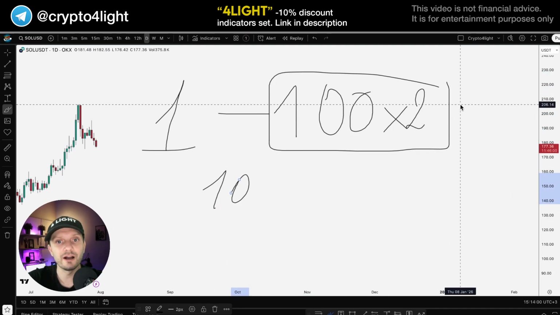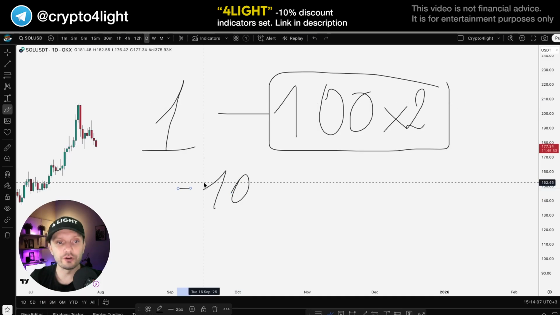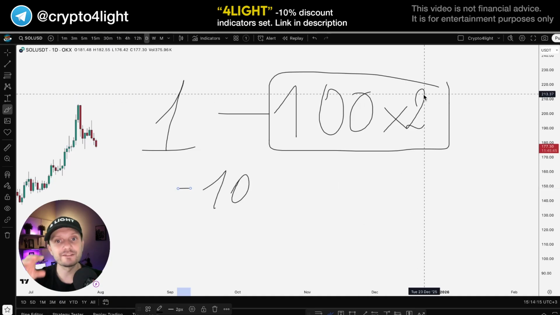get a bigger profit. The same way, if you go short, you're betting the price will drop. So you borrow the money on the exchange, the price drops 10%, and that 10% will be your profit.